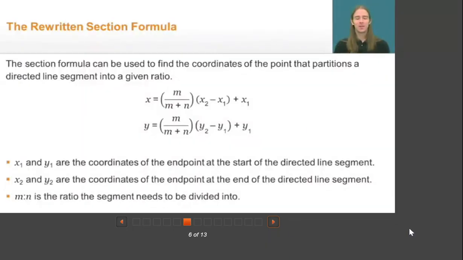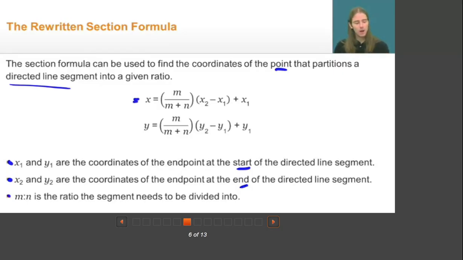The section formula can be used to find the coordinates of the point that partitions a directed line segment in a given ratio. Let's start off by saying that x1 and y1 are the coordinates of the endpoint at the start of the directed line segment. x2 and y2 will be the coordinates of the endpoint at the end of the directed line segment, and we'll say that we're partitioning it in the ratio m to n.